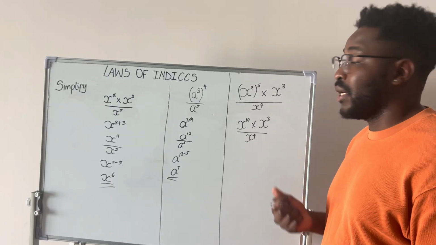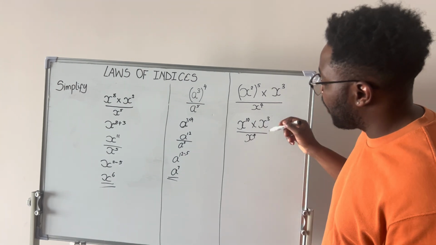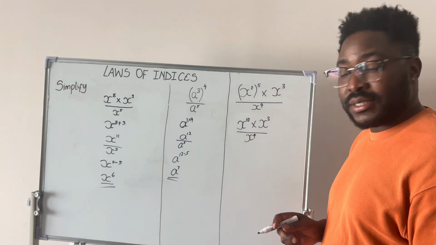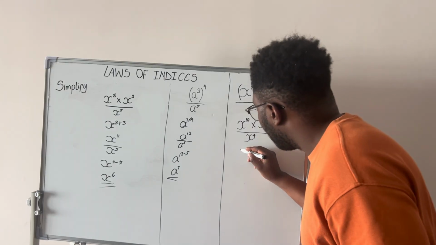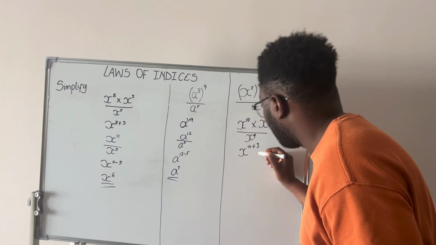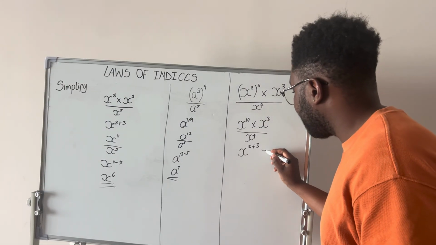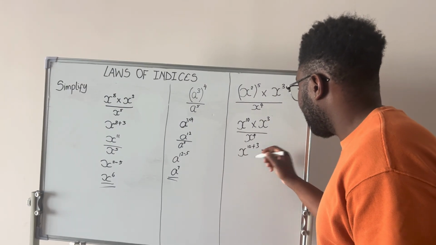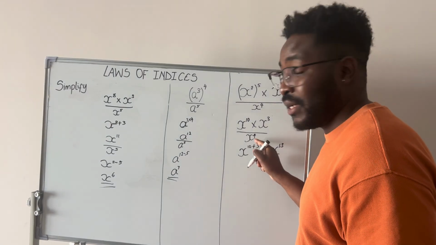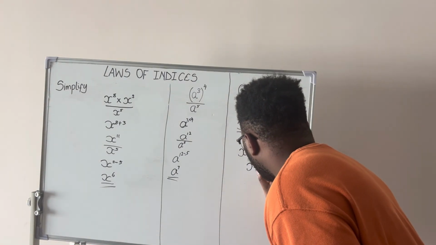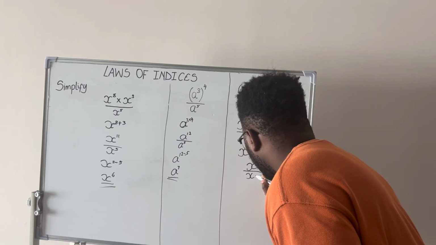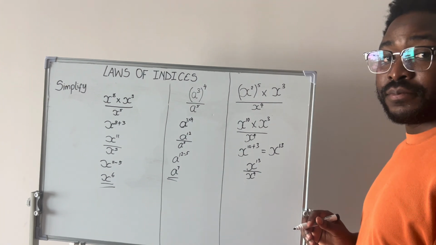And with the product law, what do we have to do? We keep the same base and add their indices. So x to the power 10 plus 3. What does that give me? 10 plus 3 is 13. Let's not forget the bottom part. So our top part will be x to the power 13 divided by x to the power 4.